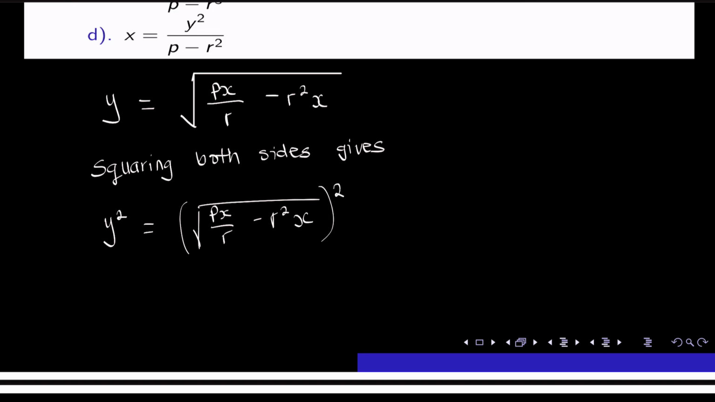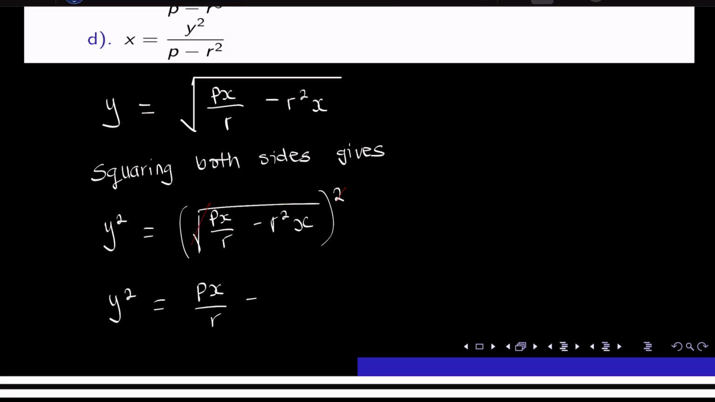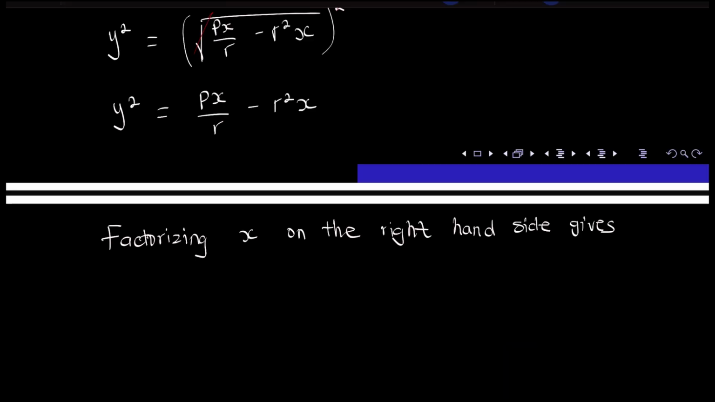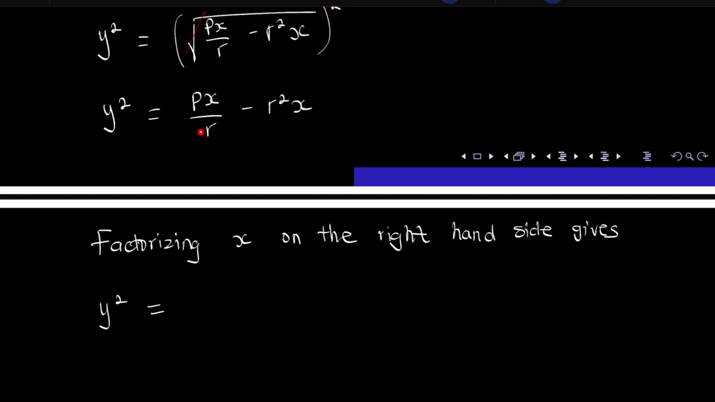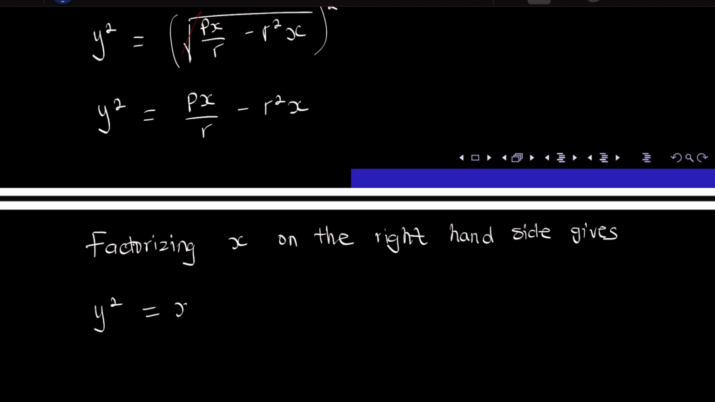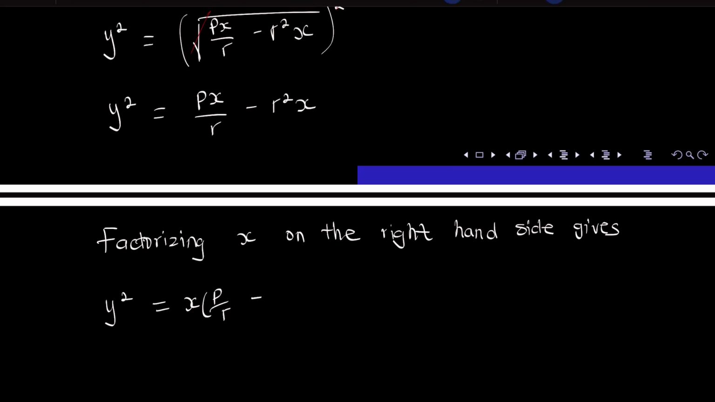all squared. And so we are going to have y squared is equal to, now in this case the square will cancel out the square roots, so we are going to have just px on r minus r squared x. So now let's factor out x from the right hand side. If we factor out x from this expression, we are going to have x out. So that would be x out p on r minus, if we factor out x, here we are left with r squared, so that will be r squared.